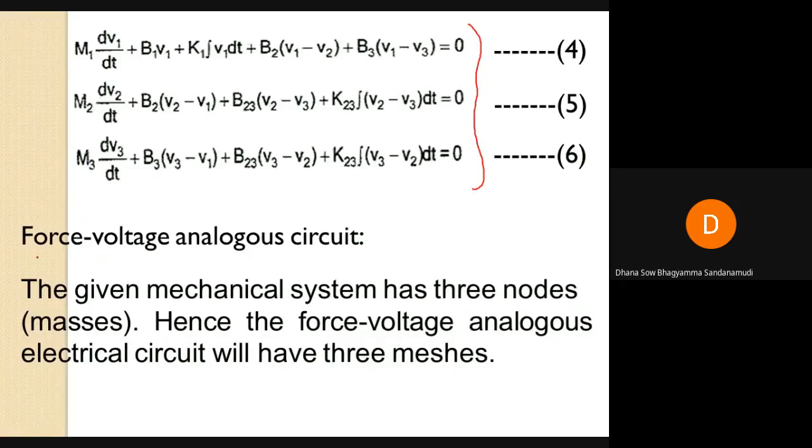Now we will write down the force voltage analogous circuit equations and force current analogous circuit equations, and compare those equations with these equations. Those will be similar. So let us draw the force voltage analogous circuit. There are three nodes in the given system, nodes means masses, so since there are three masses, definitely there will be three meshes or loops.